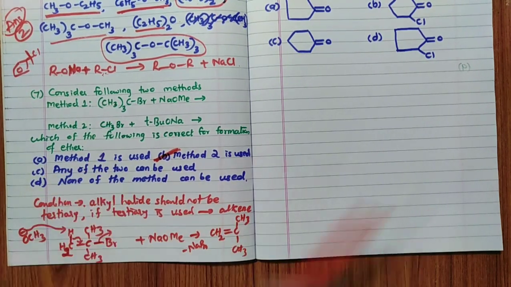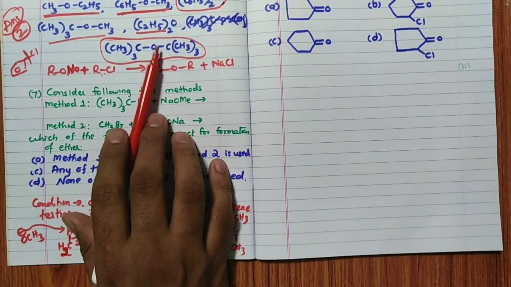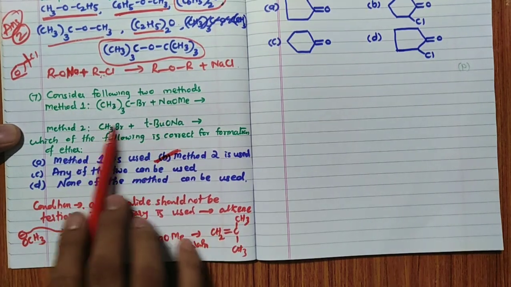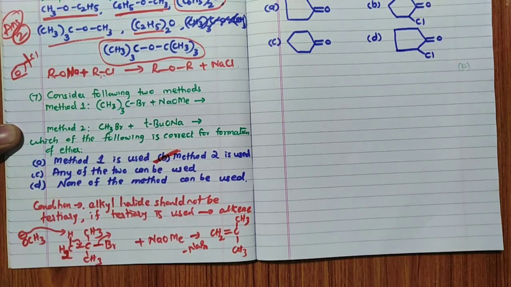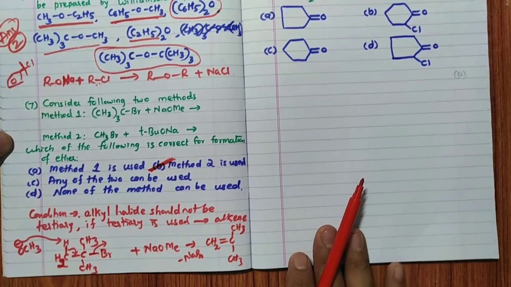Method 1 cannot be used. So this is not possible. Remember, this type of compound is not possible. This is possible because of using method 2. But this is not possible. So this is a very important point about ethers, remember.